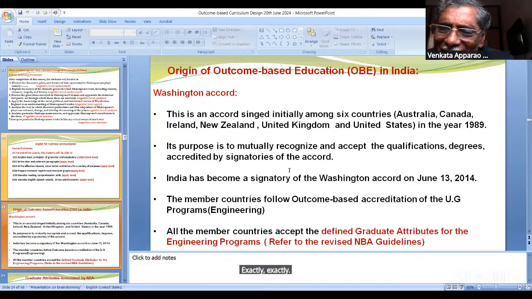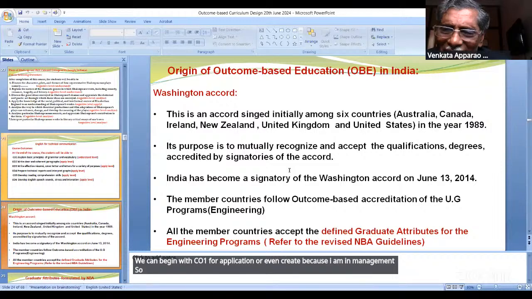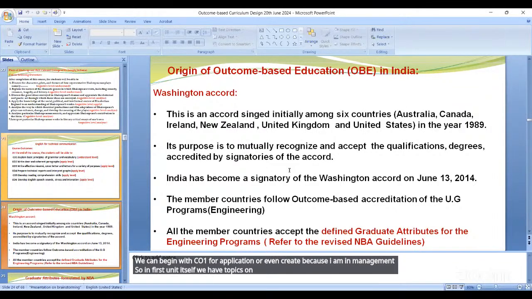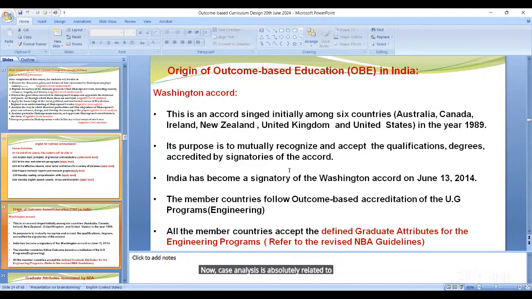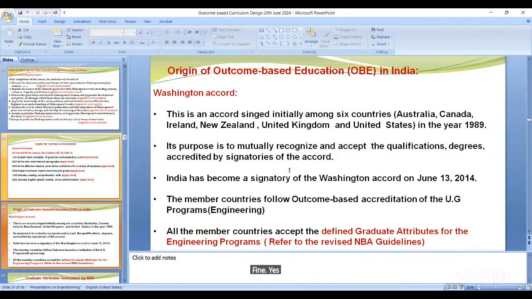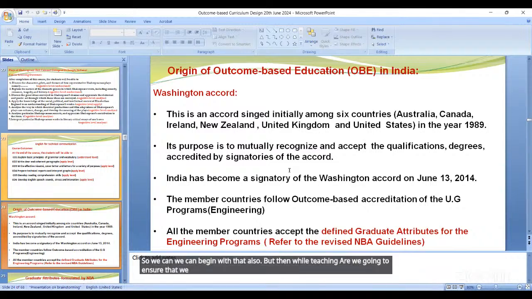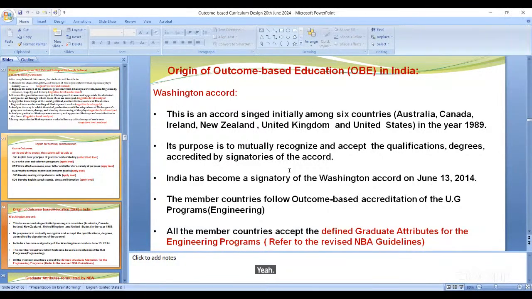Exactly. We can begin with CO1 for application or even create, because I am in management. So in the first unit itself, we have topics on which we do case analysis. Now, case analysis is absolutely related to create, design, and so on. So we can begin with that also. But then while teaching, are we going to ensure that we pick up the topics first which are at the understanding level? No. While teaching, again, the order of learning. The syllabus is designed in the order of learning, sequentially.